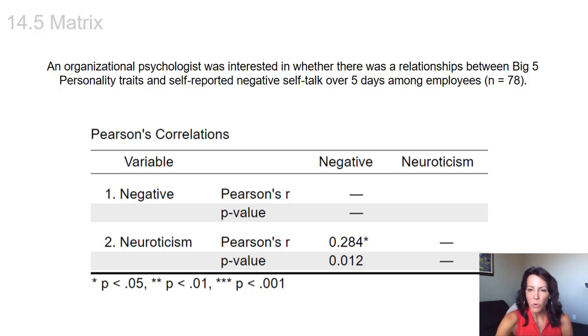Now, when we're looking at a correlation matrix, one asterisk will mean significant at less than 0.05. If it had two asterisks next to it, it would be significant at less than 0.01. And three asterisks would be less than 0.001. So we can tell the level of significance really quickly by just looking at the number of asterisks next to the correlation.